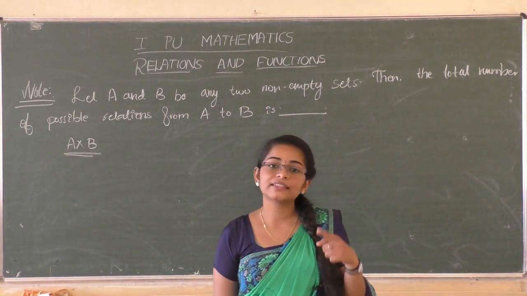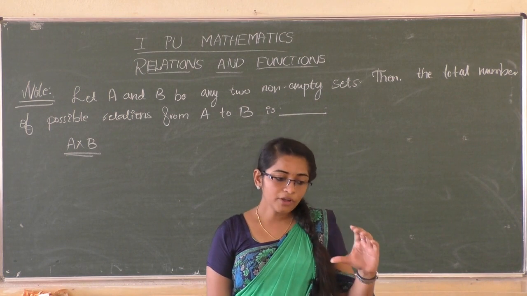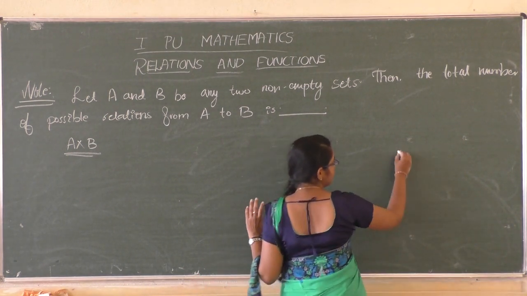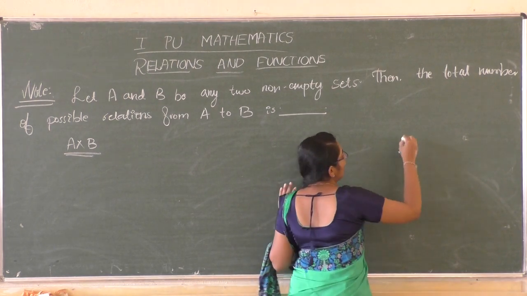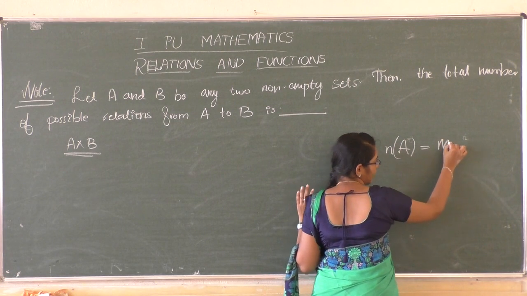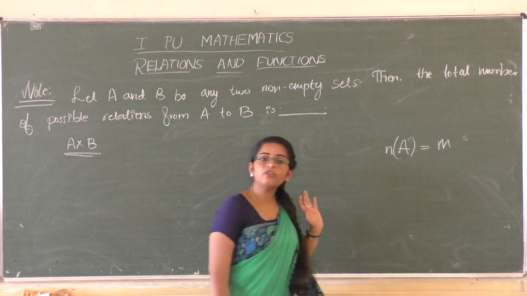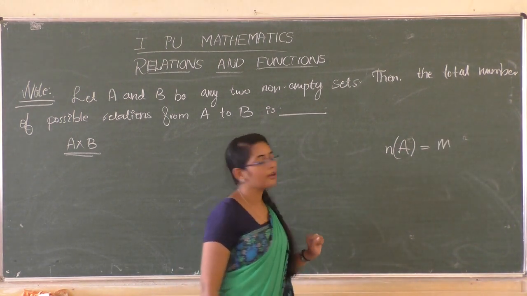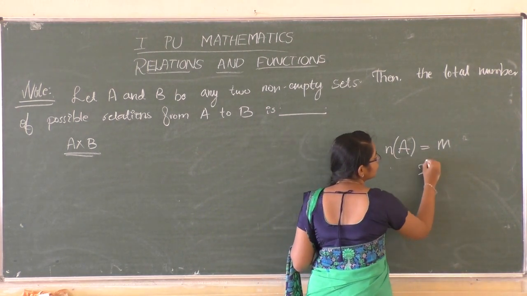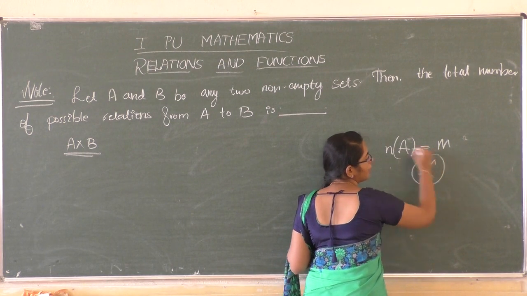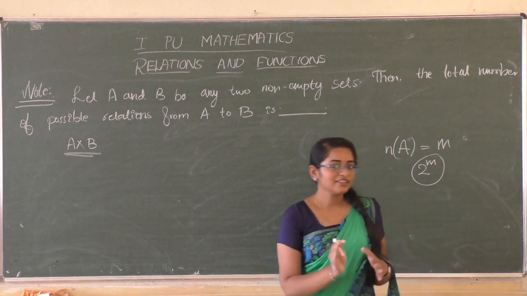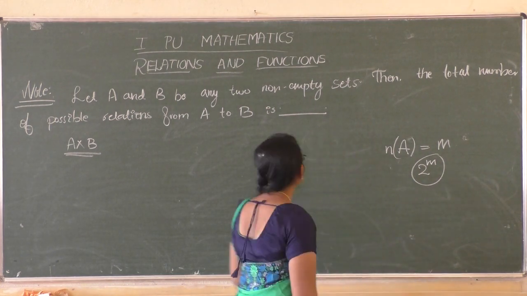And then by set theory you know the number of possible subsets of a set. See, we have a non-empty set A, and the number of elements in A is given to be m. Then the number of possible subsets of A is given by 2 to the power m, right? Hope you remember this. You have studied this in the first chapter, okay?